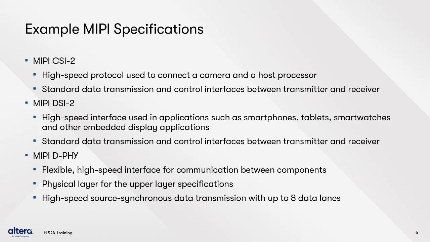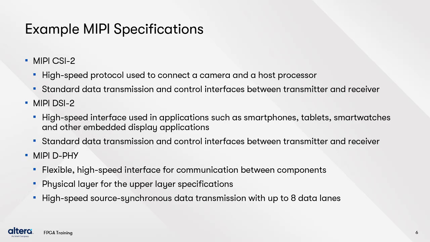CSI2, which stands for Camera Serial Interface, is a high-speed protocol used for connecting a camera to a host processor. It defines the signaling needed for both data and control transmission between transmitter and receiver. DSI2, which stands for Display Serial Interface, is another high-speed protocol, but it is used for embedded displays in devices like smartphones, tablets, and smartwatches. Like CSI2, DSI2 defines the communication between transmitter and receiver for data and control.